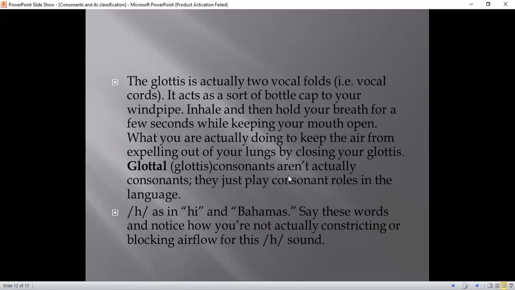Glottal consonants are not actually consonants. They just play consonant roles in the language, like h as in high and Bahamas. Say these words and you notice how you are not actually constricting or blocking airflow for this h sound.